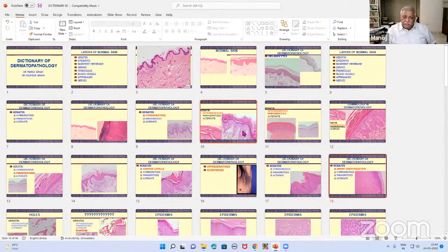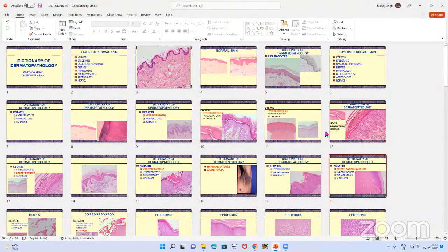So one question is, how do you differentiate between artifactual split and the true split, especially in the subepidermal layer?